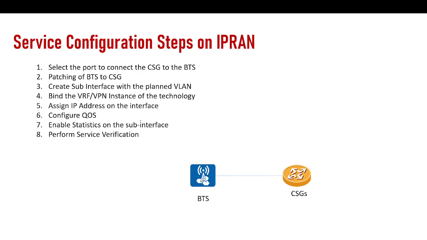Once you have enabled statistics, the final stage is to perform service verification. You need to verify that you are able to learn the MAC address from the BTS. You can use ARP to check whether you are able to learn the point-to-point IP connection between the BTS and the CSG. Once you have done that, you can even try to ping from the CSG to the BTS and verify that you have connectivity between them. And now you can move to the next stage of advertising these routes.